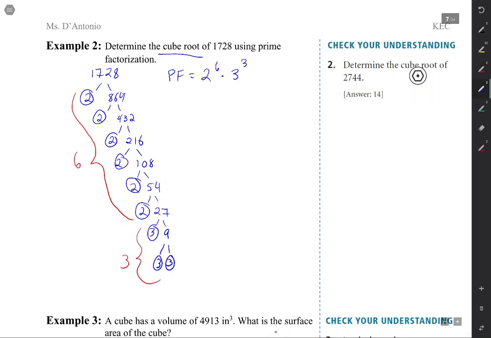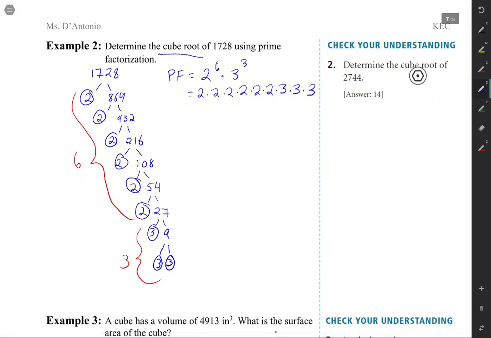So remember, the expanded form of the prime factorization actually helps us out here because we're going to have to group up these numbers. So I'm going to write out all the numbers here. We're going to have 2 times 2 times 2 times 2 times 2 times 2 times 3 times 3 times 3. Now this time we're looking for the cube root.